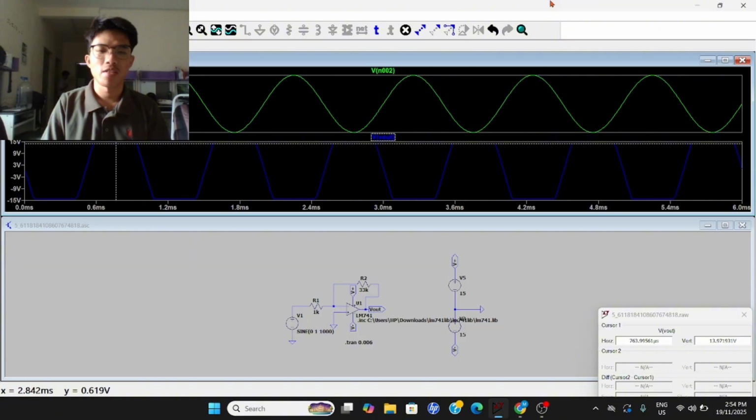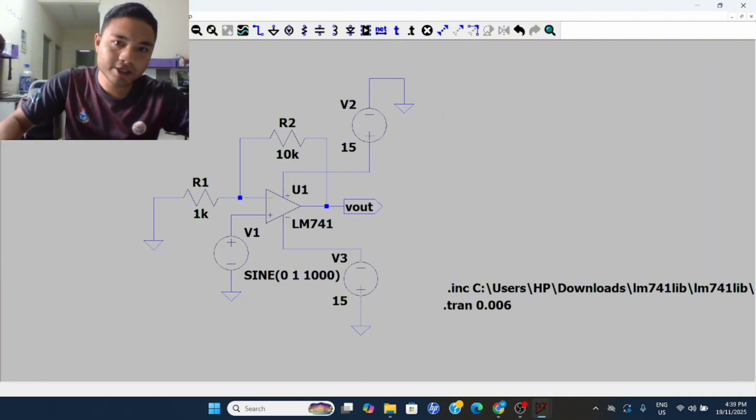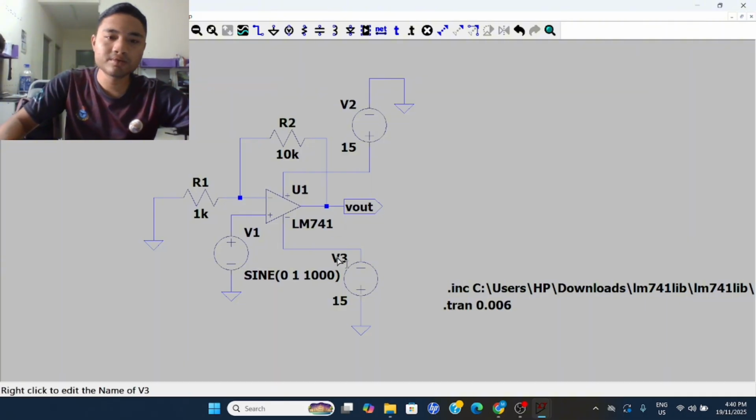Second, I will go to the non-inverting amplifier. I show you the circuit, non-inverting. So this is my circuit. I use R1 1K, R2 10K, and for the source, I use sine 0, 1. The frequency is 1K. I am using the op-amp LM741. For the source at the positive and negative terminals, I use 15 volts. Okay, I run.